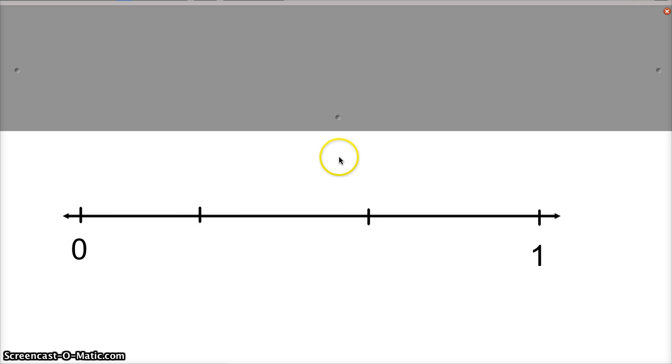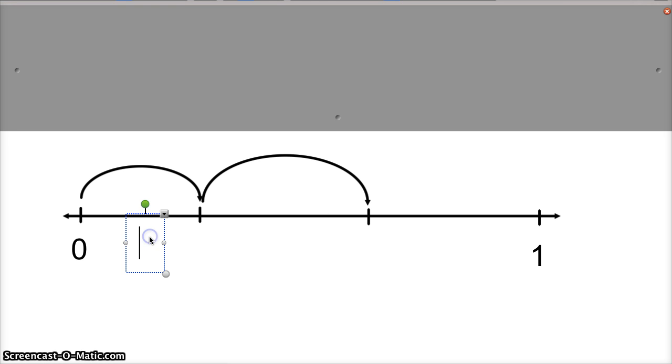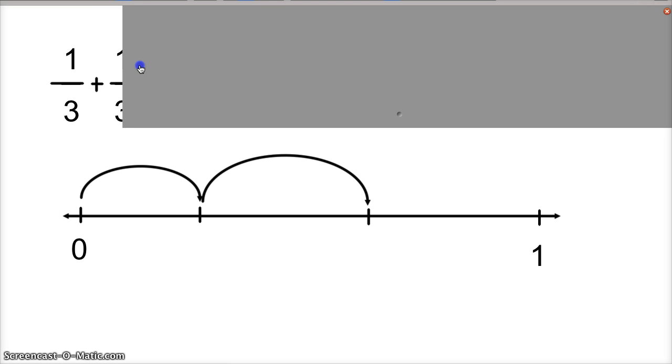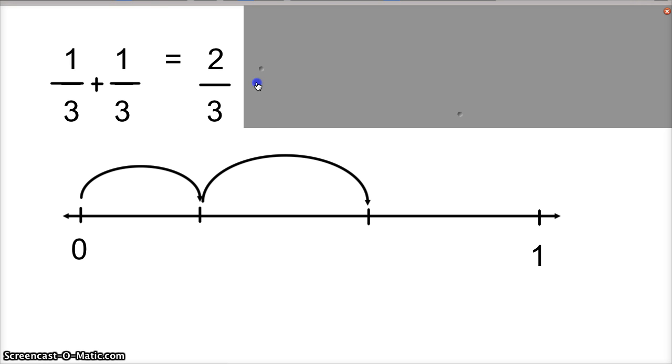I have 1/3, here's another third, so using arrows, 1/3 plus 1/3, and in numbers, what does that look like? Okay, so here I have 1/3 plus 1/3, and that equals how many thirds? 2/3. 1/3 plus 1/3 equals 2/3. So this is how to show an addition problem of fractions on a number line.